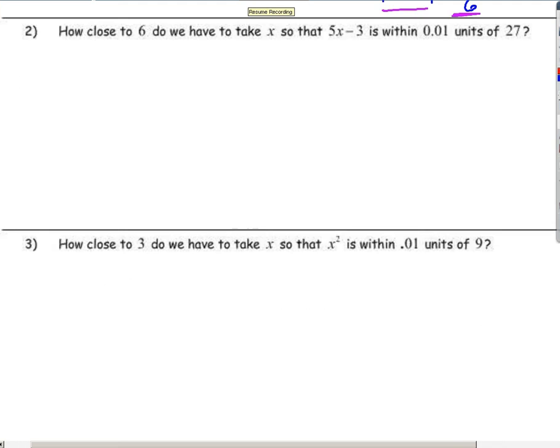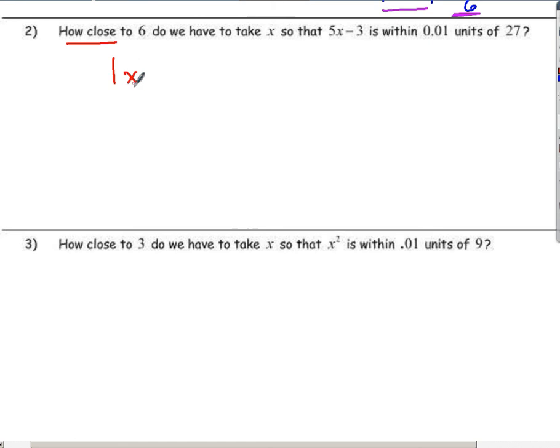Right, how close to 6 do we have to take x so that 5x minus 3 is within 0.01 units of 27? We talked about this on the first one, right? How close is the delta idea. It's that distance. So for starters, we set up absolute value.